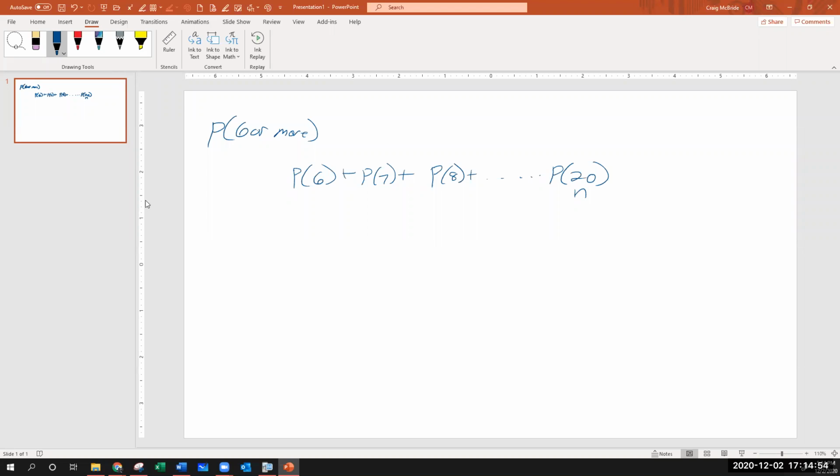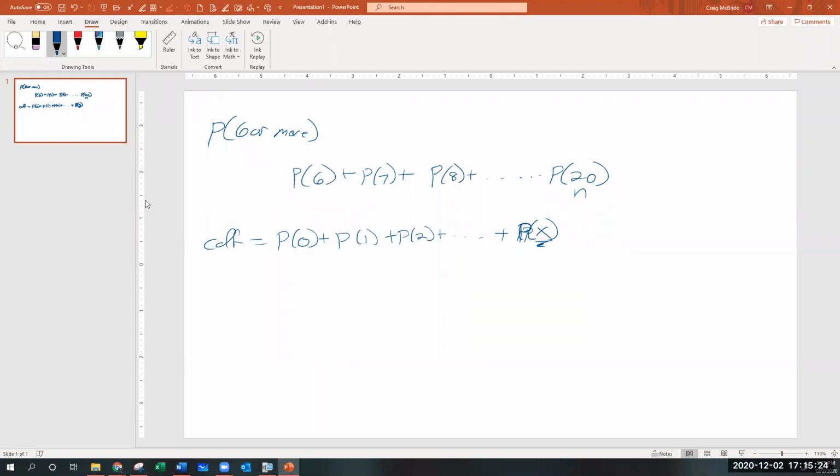Well, we don't have a function that adds up like this. We have the CDF function, but the CDF function gives us the probability of 0 plus the probability of 1 plus the probability of 2 plus ... up to some probability of some x value. Well, that's not what we're asking for because we didn't start at 0, we started at 6.